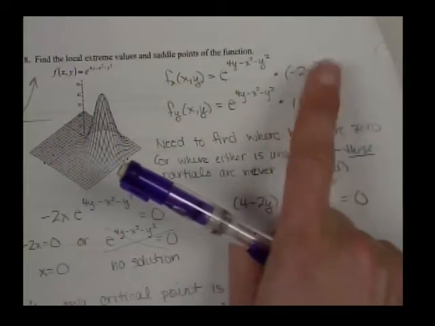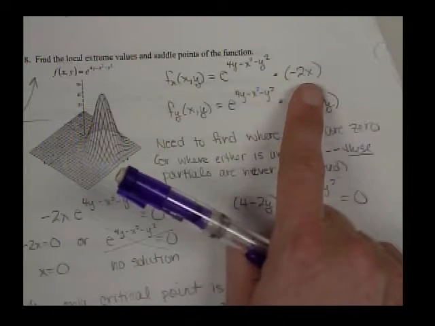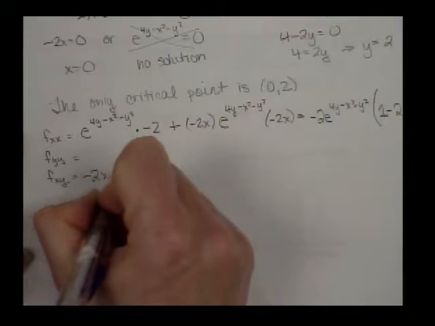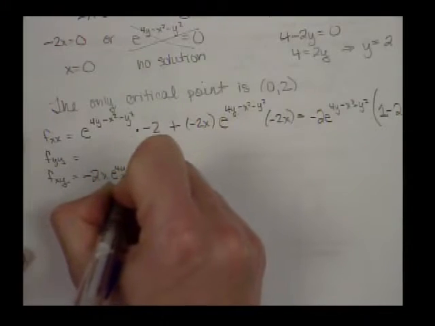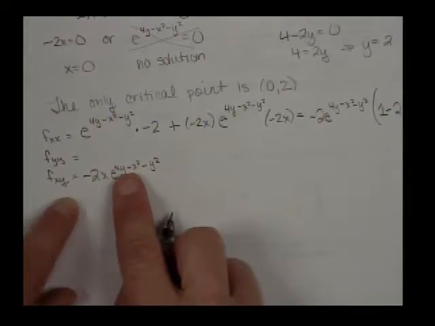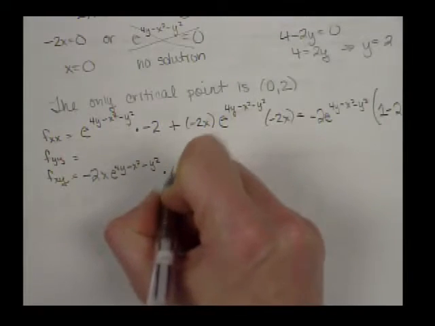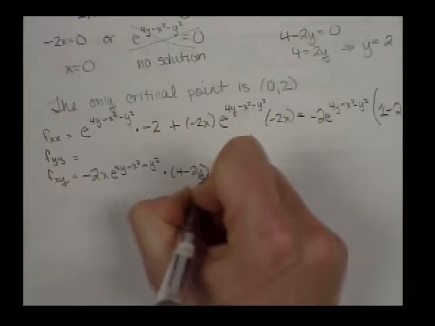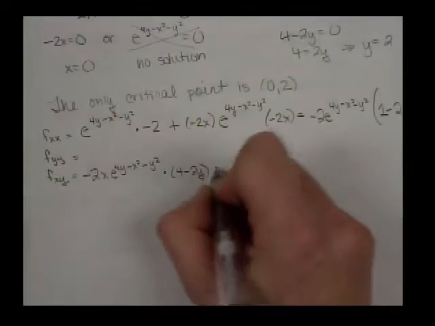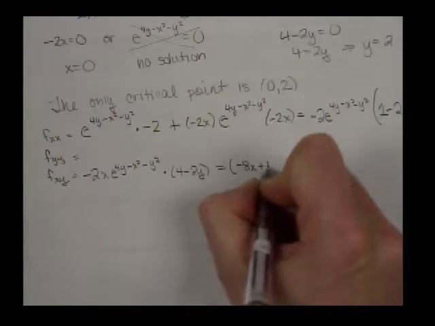No, because negative 2x is a constant if we're taking the derivative with respect to y. So negative 2x is a constant that can stay out in front. And then we get the exponential part. And then the derivative of the exponent with respect to y is that 4 minus 2y. I think the only thing I'll do is just distribute the negative 2x in through the parentheses. So I'd have negative 8x plus 4xy.